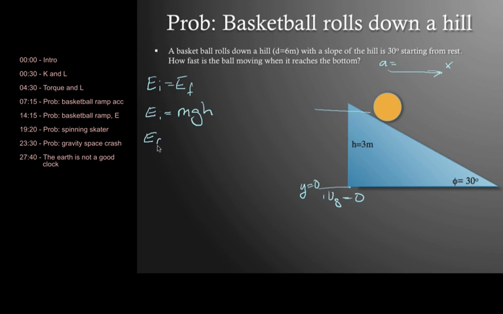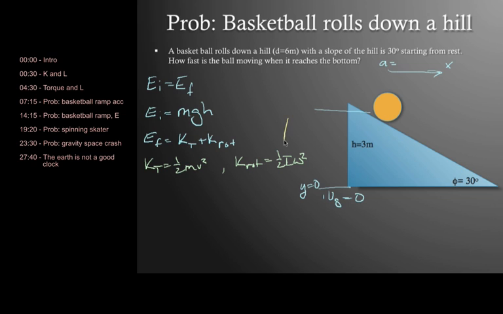So now we need to talk about what kind of energy we have in the final case. It's going to roll down. There's no springs. Gravitational potential energy is 0 down here at the bottom. All we have to think about is the kinetic energy. So there's translational, and this thing is also rotating, so we have to think about both of these pieces. K translational is just 1/2 mv squared. K rotational is going to be 1/2 I omega squared.